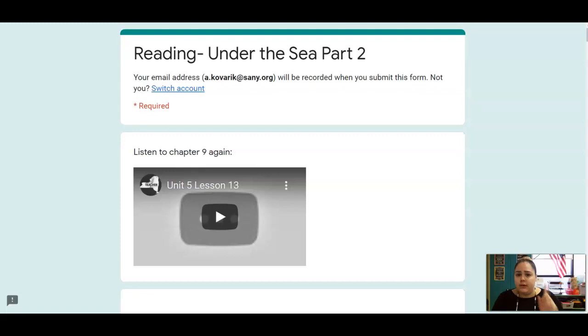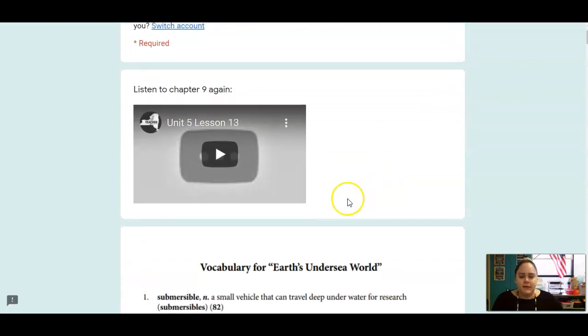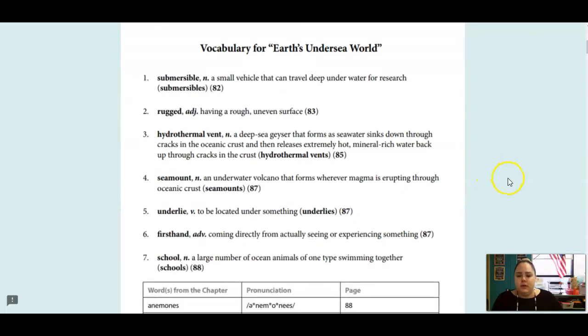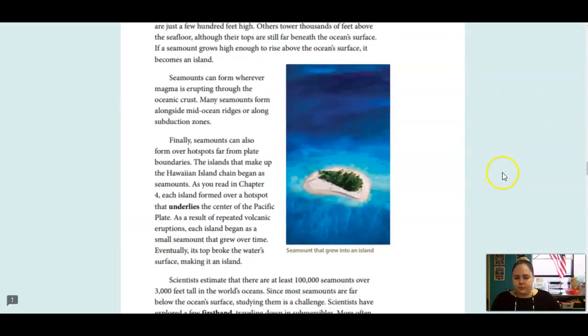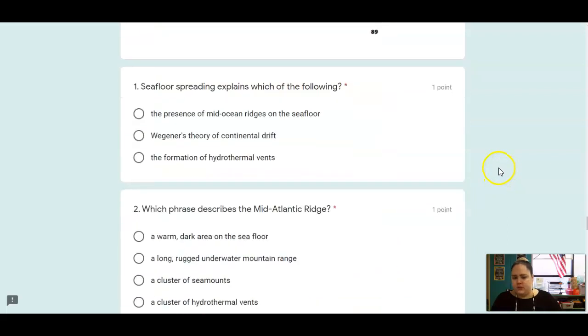We only have one more lesson left of this unit, and then we're going to be taking our assessments and our pausing points. So this is under the C part 2, so it's the same chapter that we read last class. So here is that read aloud again if you would like to listen to it, your vocab, and your chapter. So everything is here.